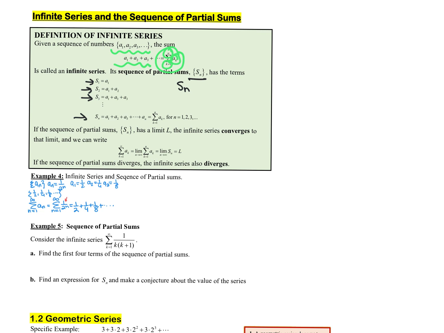So now let's talk about what these partial sums are. So S sub 1 is just the first term. S sub 2 is the first 2 terms added up. So that will be 1/2 plus 1/4. S sub 3 is the first 3 terms added up.